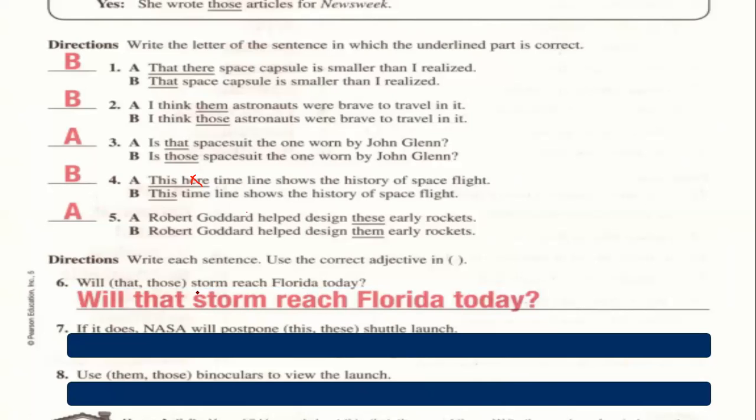Number six. Storm is singular, storm is singular. So I'll choose "that". Yes, that. Muhammad Tariq, number seven. Should I read the whole sentence? No, you just look at it and tell me the answer.